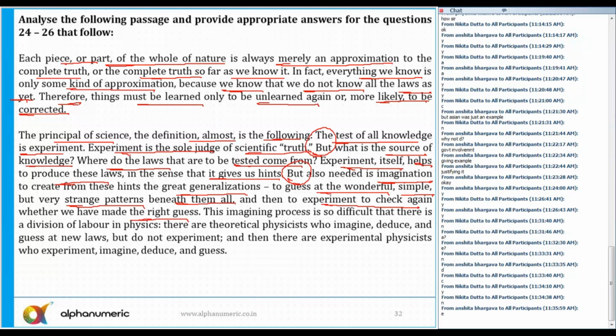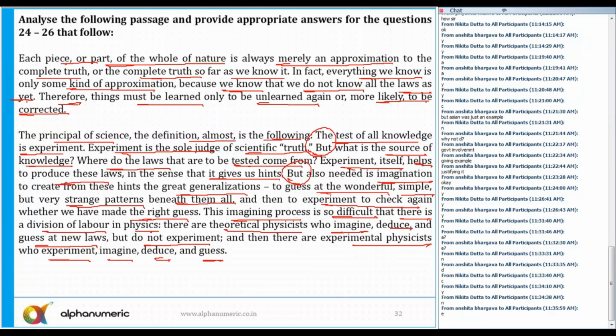This imagining process is so difficult that there is a division of labor in physics. There are two kinds of physicists. One are theoretical physicists who imagine. First they imagine, then they deduce, and then they guess new laws, but they do not experiment. And then we have experimental physicists who will first experiment, then they will imagine, then they will deduce, and then they will guess.